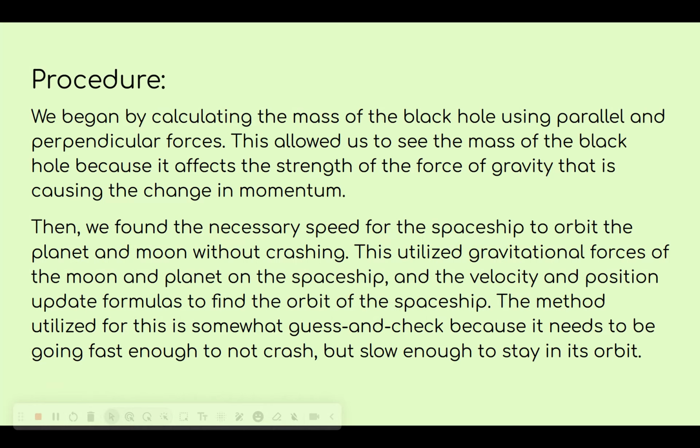Procedure. So we calculate the mass of the black hole using the parallel and perpendicular forces first, and then this allows us to see the mass of the black hole because it affects the strength and force of the gravity that is causing the change of momentum.